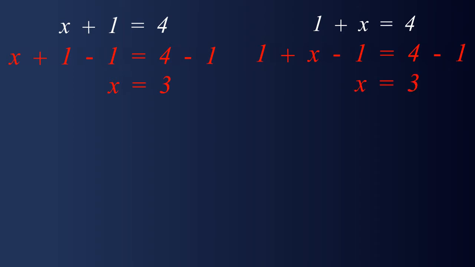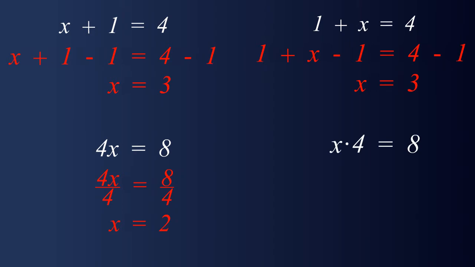The next pair of equations will involve multiplication, in particular 4 multiplied by x. Regardless of the order, we solve them exactly the same way too. These are not the situations where we need to be cautious about. Let's move on to the next examples.